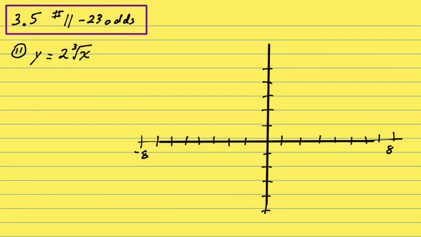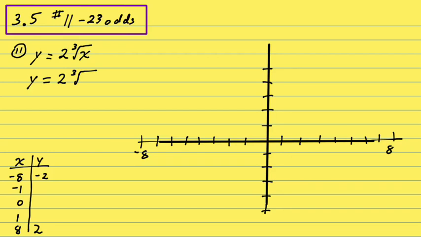Okay, we're going to do 3.5, numbers 11 to 23 odds. Here's number 11. I'm probably just going to make an XY table, and I'll put in some very convenient values that have third roots, such as negative 8, negative 1, 0, 1, and 8. The third root of 8 is 2, so the third root of negative 8 is negative 2.